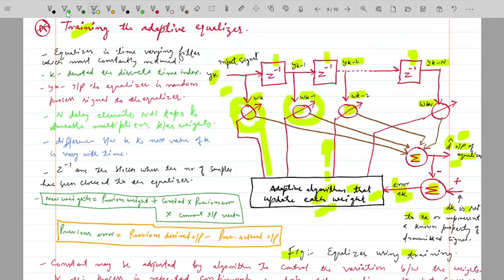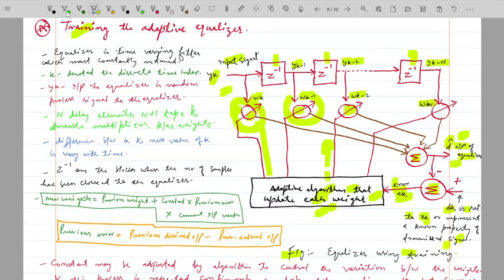Here x of k is the input signal, and d of k is the actual output we want. We want x of k, the original signal transmitted from the transmitter, at the receiver. d of k is set to x of k, or represents a known property of the transmitted signal.